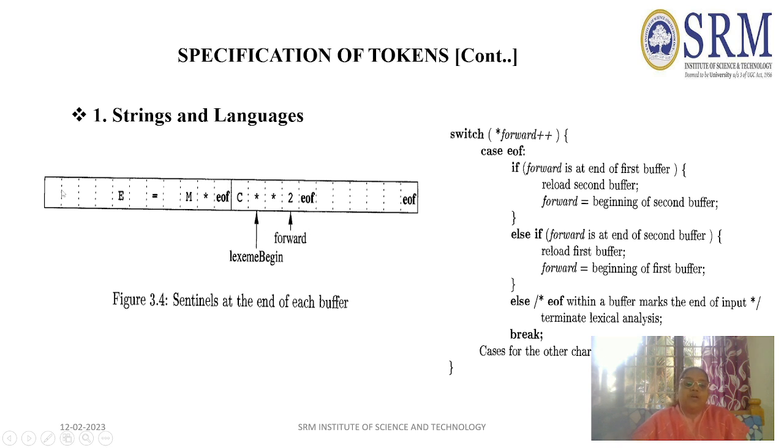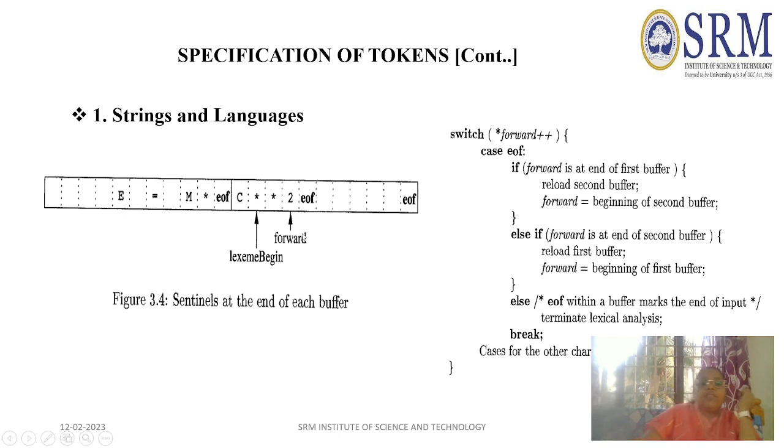So the entire buffer is going to be divided into 2 halves. Every half end is identified with EOF. EOF here is called a sentinel. A sentinel identifies the end of the buffer. And here the lexeme beginning is pointing to this star, and the forward pointer has moved to this 2, right? Whenever it encounters an end of file, sometimes it may be identifying the end of the input also. So this EOF is going to be the sentinel for identifying the end of the input, right?